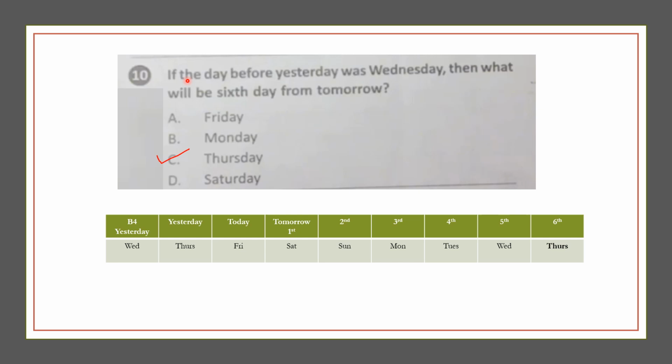Question number 10. If the day before yesterday was Wednesday, then what will be the 6th day from tomorrow? So the day before yesterday was Wednesday, so yesterday was Thursday and today is Friday. Now we have to calculate the 6th day from tomorrow. So tomorrow will be the first day, then second, third, fourth, fifth, sixth. If today is Friday, tomorrow will be Saturday, then second day is Sunday, third day Monday, fourth is Tuesday, fifth is Wednesday and sixth is Thursday. So the 6th day from tomorrow will be Thursday. So our answer is option C.